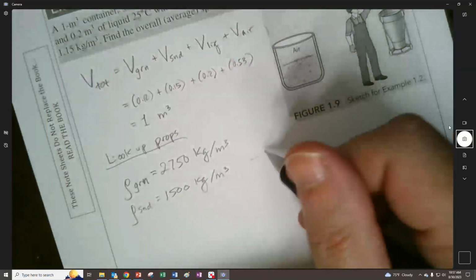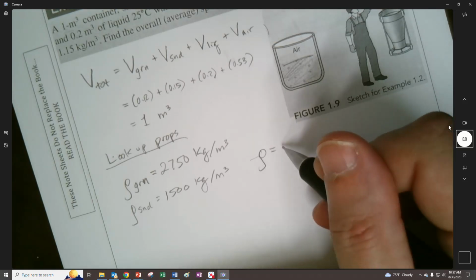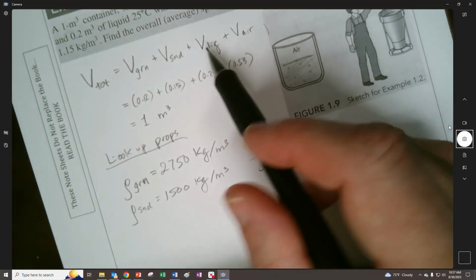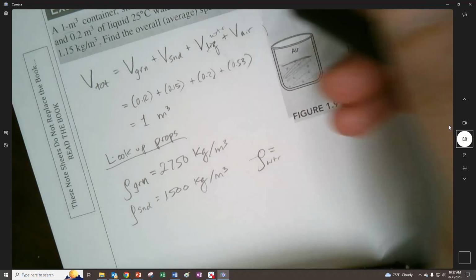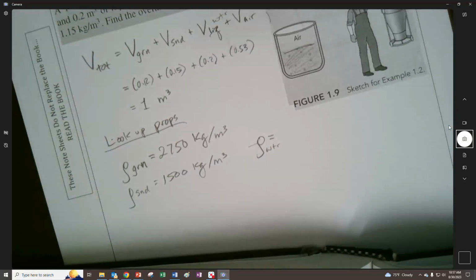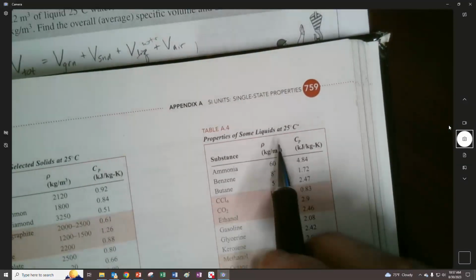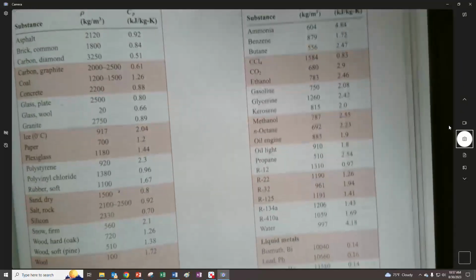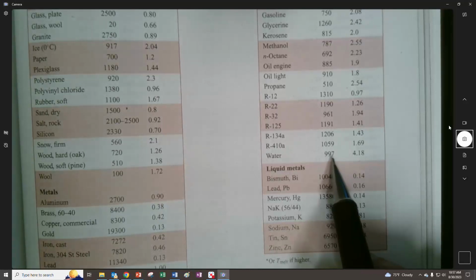I'm going to go over here for this next one. Did they tell us water? Oh, and they said liquid. Oh, liquid water. Water. And it's at 25 degrees Celsius. You can go, here's some liquids, and they're all at 25 degrees Celsius. And you'll notice actually water is usually pretty close to 1,000.